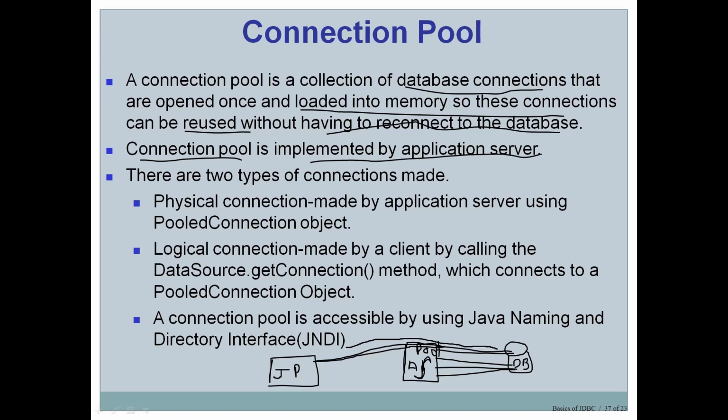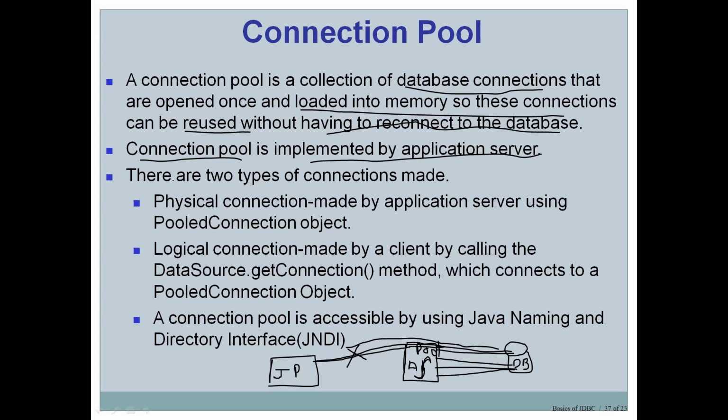The client can execute the queries, and once it is done executing, the client can disconnect. Now when the client disconnects, the connection between our Java program and the application server is disconnected, but the connection between the pool, that is the application server, and the database is not disconnected. It is continuously open. Okay. So that is an advantage of using an application server.